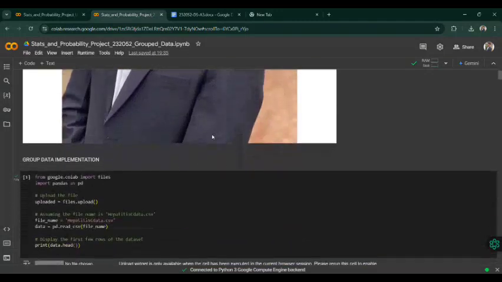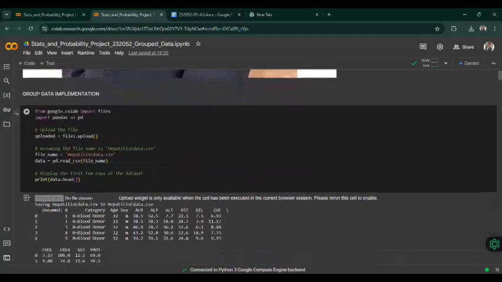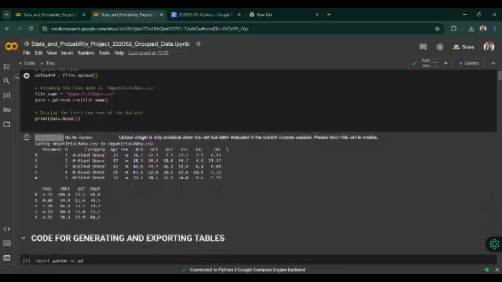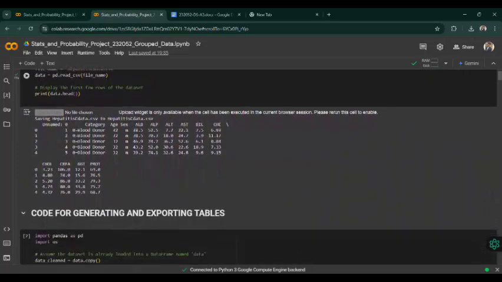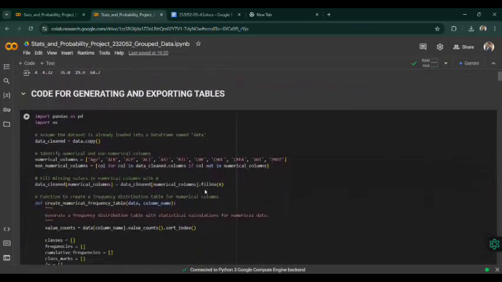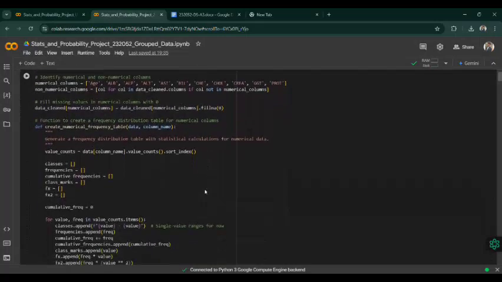Let's dive right in. First, let's understand the grouped dataset. Here, the data is organized into groups or intervals rather than individual data points. These intervals represent ranges. The frequency tells us how often data points fall within each range.